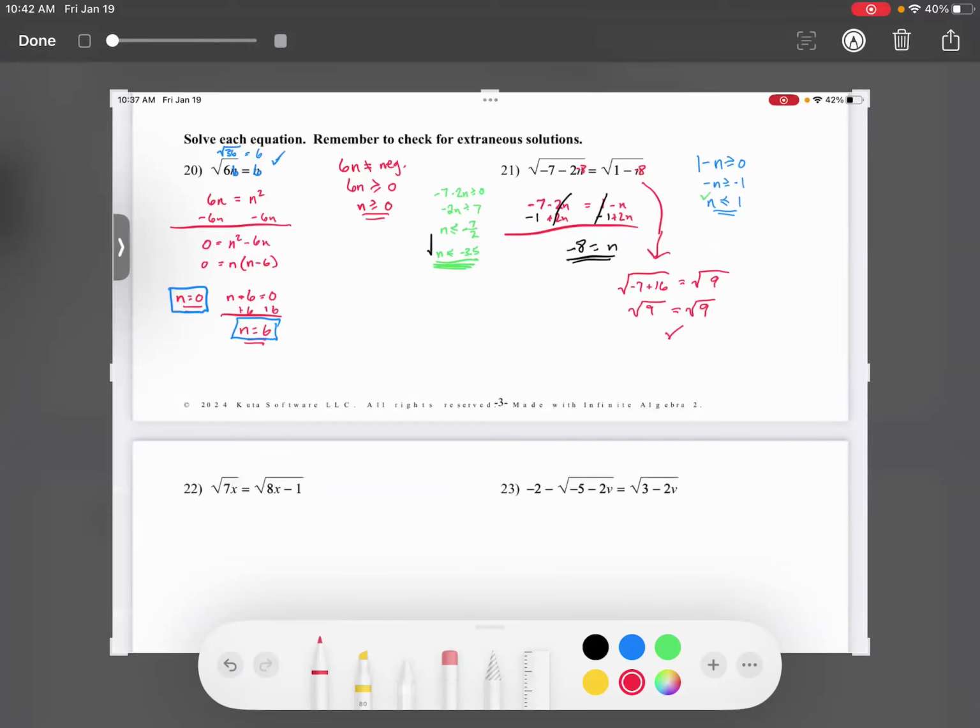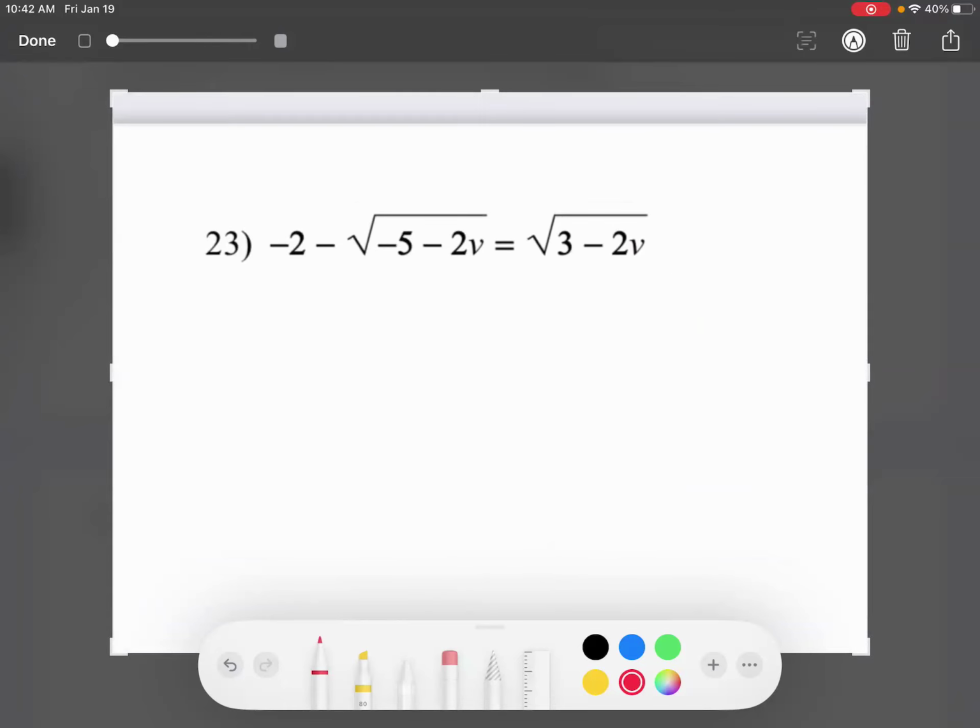Let's try number 23. It's a little tougher. So the problem with this is we got two square roots, but we also have this pesky -2 at the front. So what that means is when we square it, we end up having to square this whole thing, which means to multiply it by itself. And so we don't get rid of that square root, but we do get rid of the one on the right. So on the right, we will have 3 minus 2v.